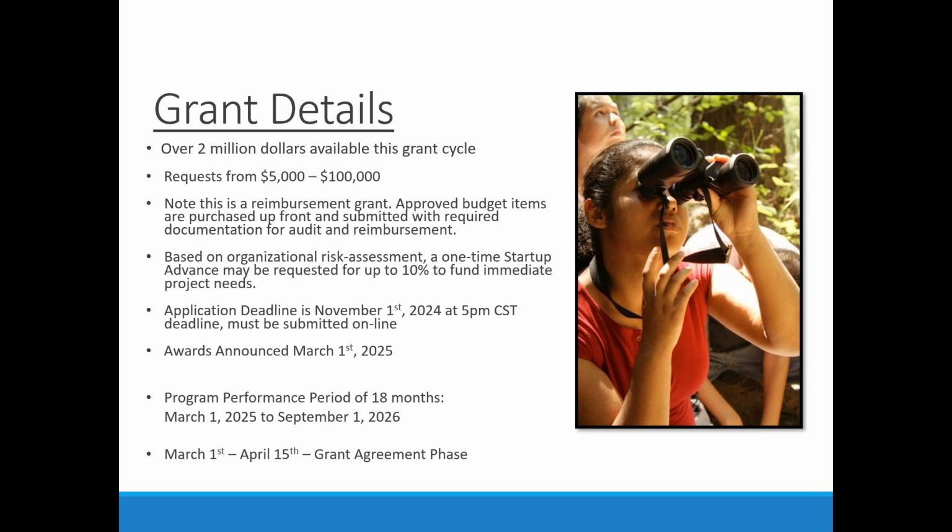It's also important to notice that between March 1st and April 15th, there is a grant agreement phase. So even though you'll find out you've gotten your grant on March 1st, and technically you can start programming, you won't be able to get any funding, including that 10% advance, until after that April 15th date. And that's just because we need a little time in our agency to set up the payment systems, develop the contracts, set up payment accounts, etc. So a very important piece to factor in there.